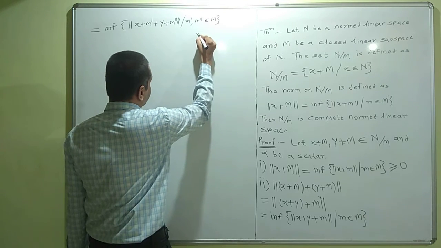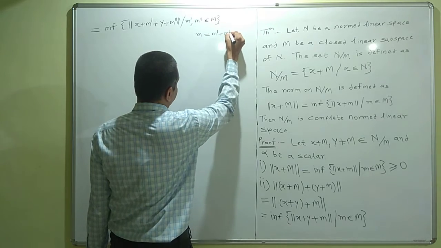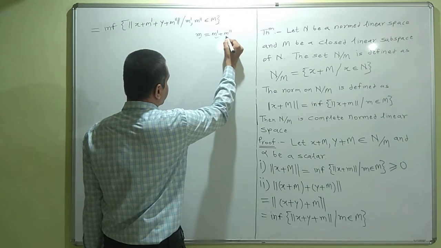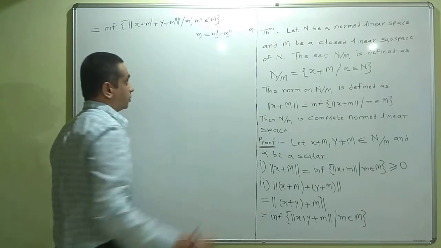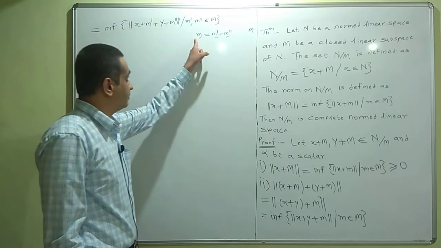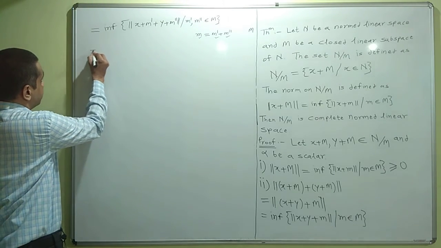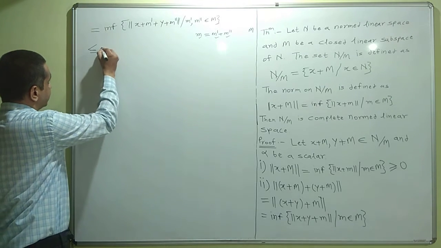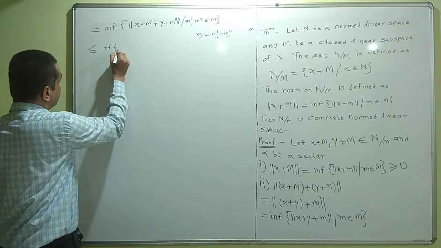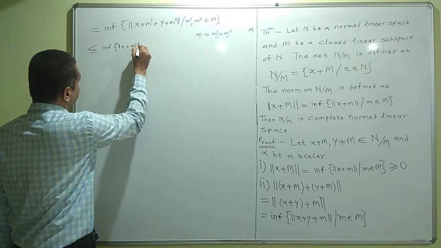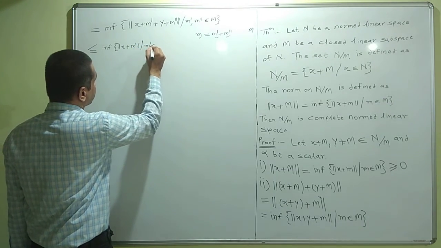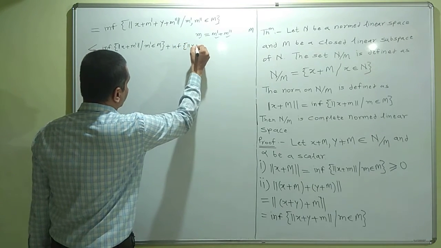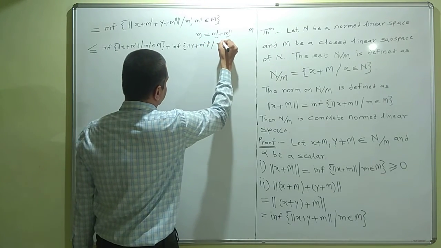It follows from the simple fact that any vector m we can write in the form m dash plus m double dash. The choice of m dash and m double dash may not be unique, where all these three vectors m, m dash and m double dash are in the set M. This choice is not unique, but we can write any vector m in this form. This is equal to the infimum of... I'll use the triangle inequality and write this as the infimum of norm of x plus m dash, where m dash belongs to M, plus the infimum of norm of y plus m double dash, where m double dash belongs to M.